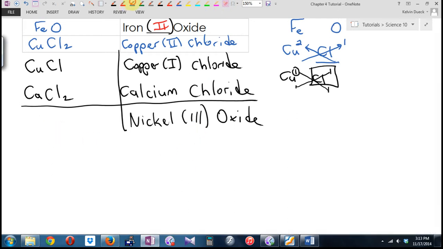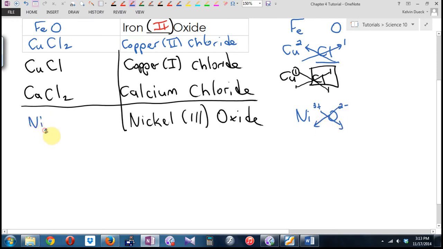But off in the margin, this is why you kept hearing me say, I can't do these in my head. I've got to go write these off in the margin. Nickel, what charge do they want me to put here? 3 plus. And then oxygen. What is oxygen's charge? Now, I crisscross. It's going to be Ni2O3. That is nickel 3 oxide.